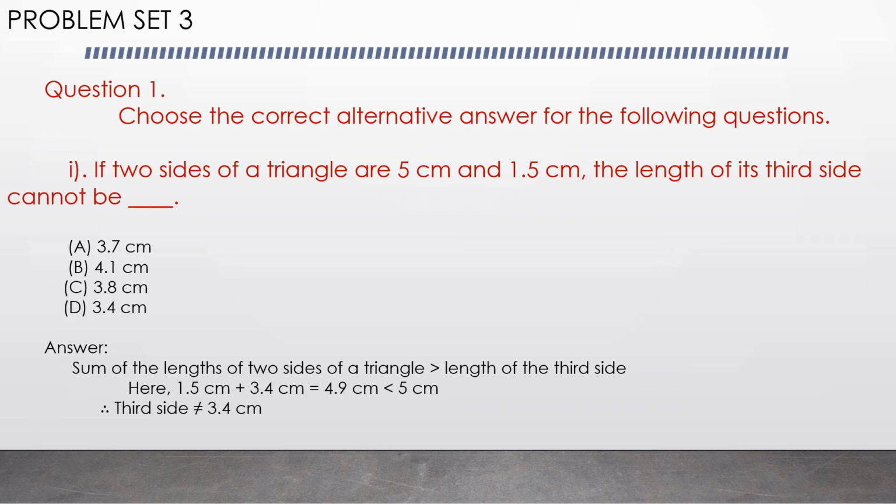And next is 3.4 centimeter plus 1.5 centimeter, that is equal to 4.9 centimeter. The sum of that length is less than 5 centimeter. Therefore, the third side cannot be 3.4 centimeter. Therefore, option D is your answer, 3.4 centimeter.